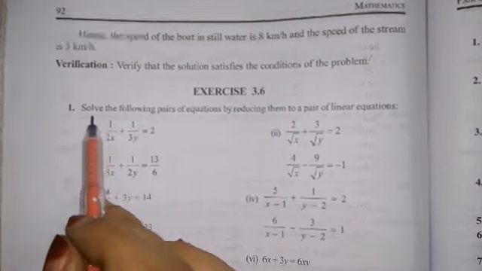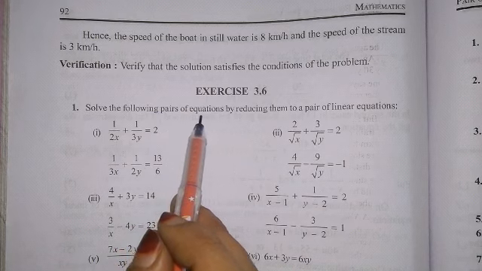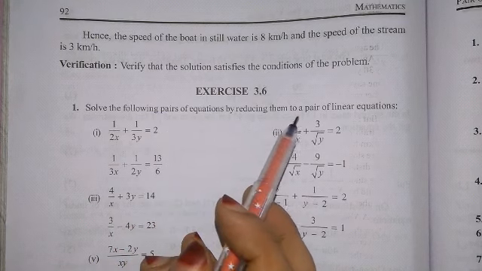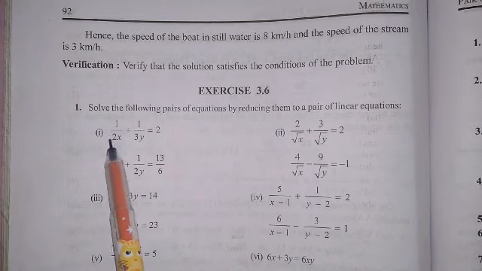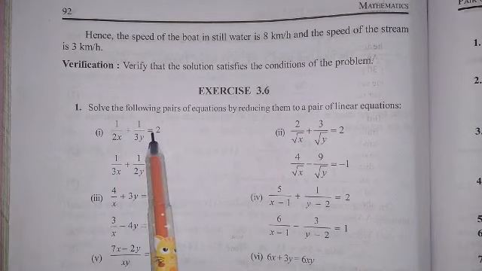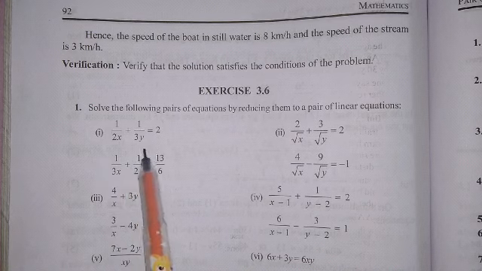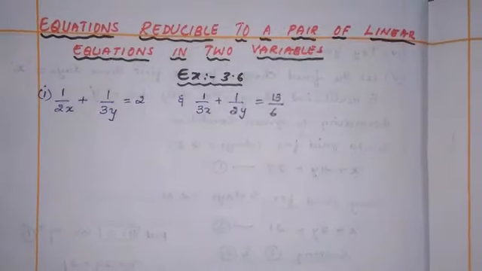Exercise 3.6: solve the following pair of linear equations by reducing them to a pair of linear equations. First one: 1 upon 2x plus 1 upon 3y is equal to 2, and 1 upon 3x plus 1 upon 2y is equal to 13 by 6. So let us solve this.